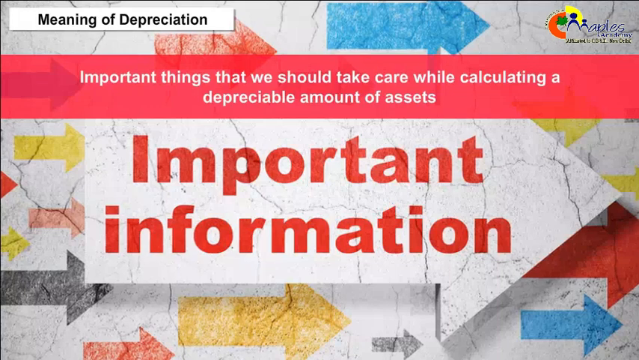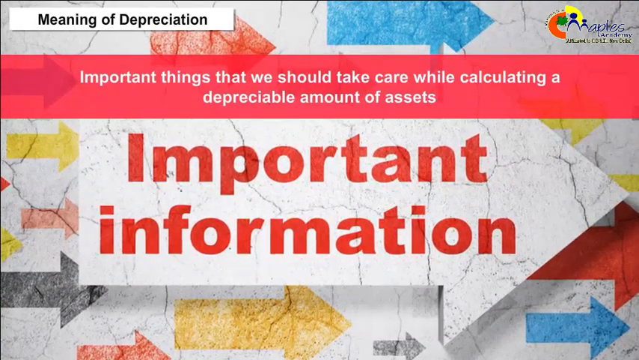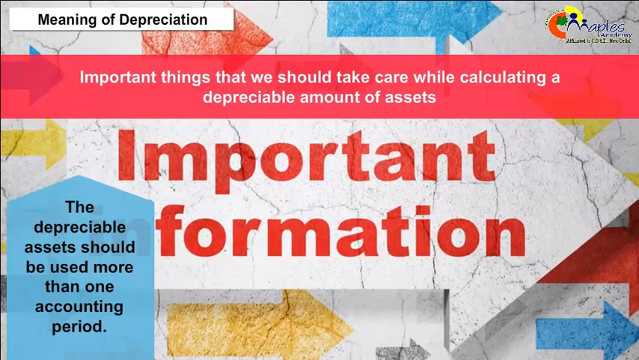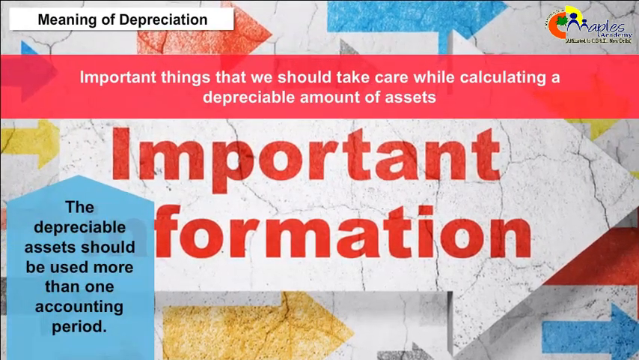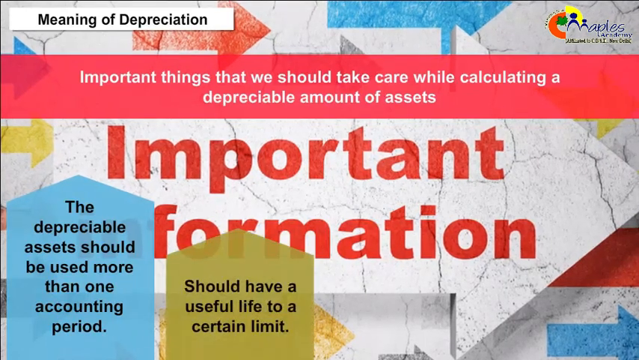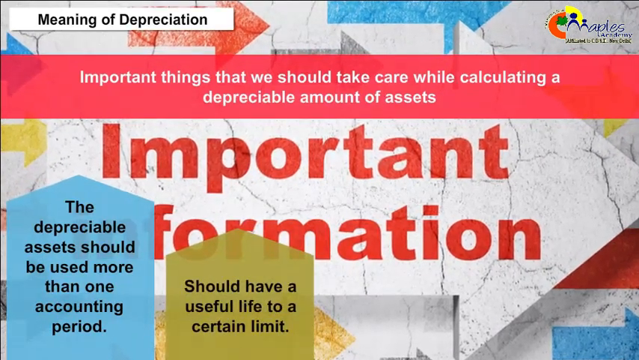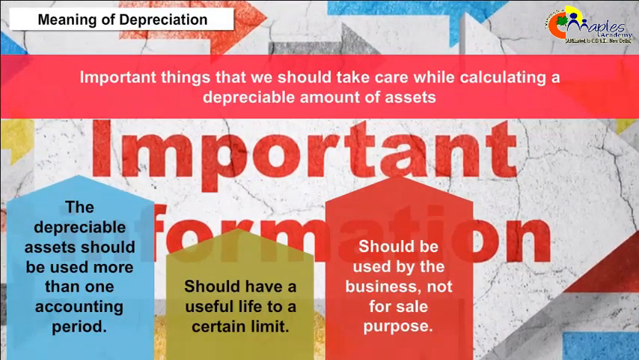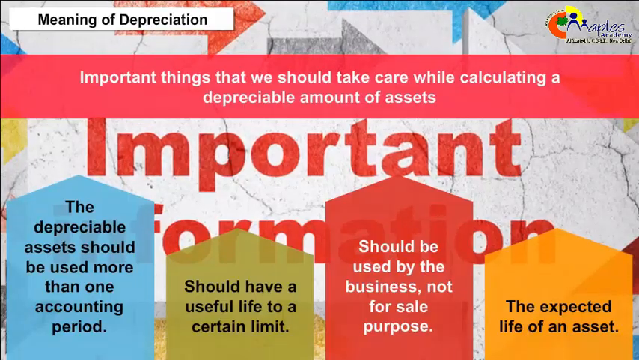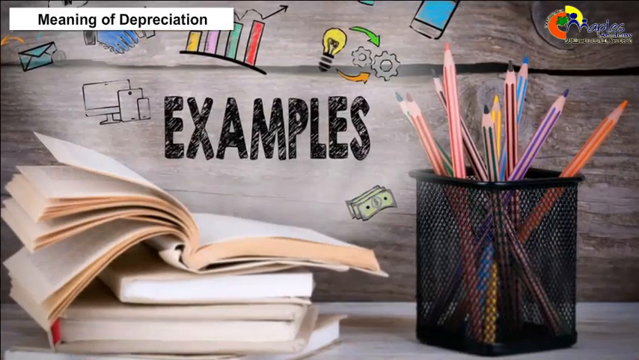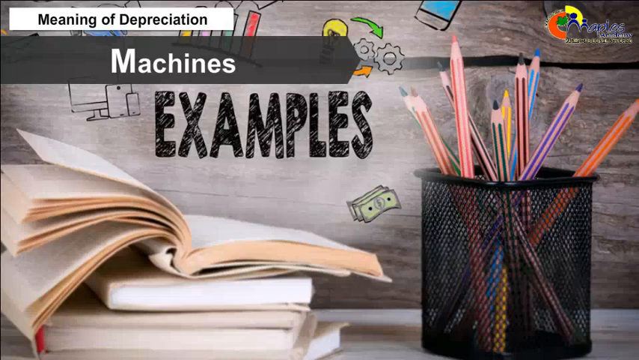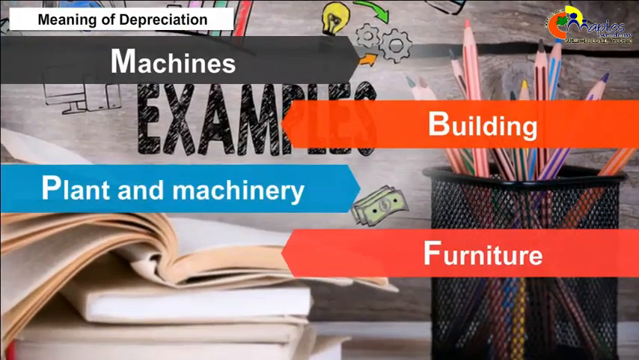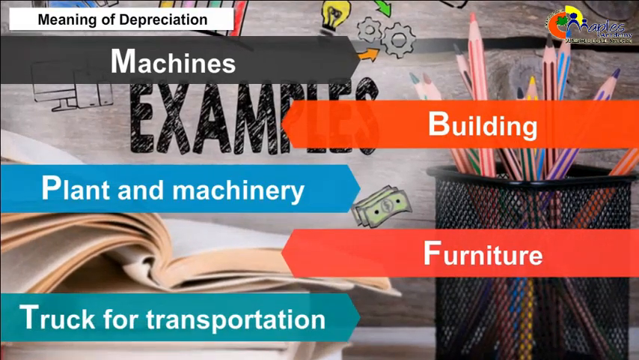Important things that we should take care of while calculating the depreciable amount of assets. The depreciable assets should be used for more than one accounting period, should have a useful life to a certain limit, and should be used by the business, not for sale purposes. Examples of depreciable assets are machines, buildings, plant and machinery, furniture, trucks for transportation, etc.